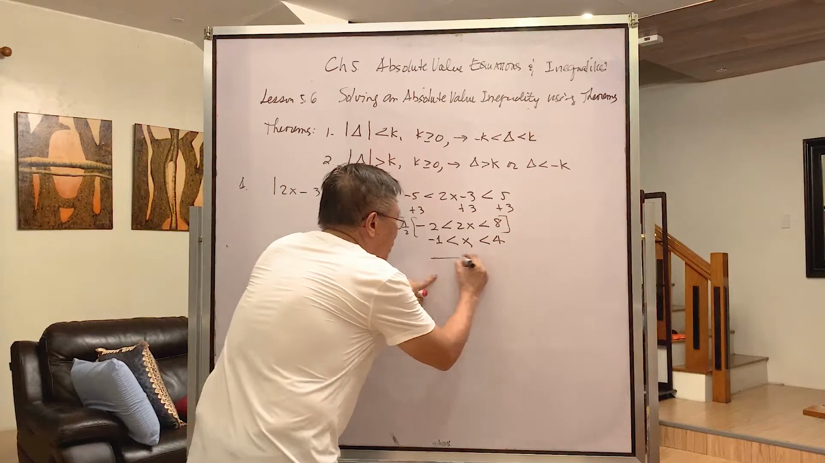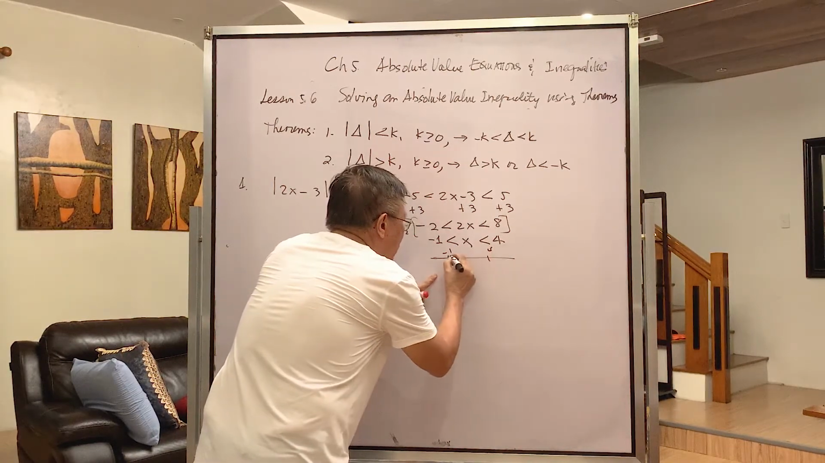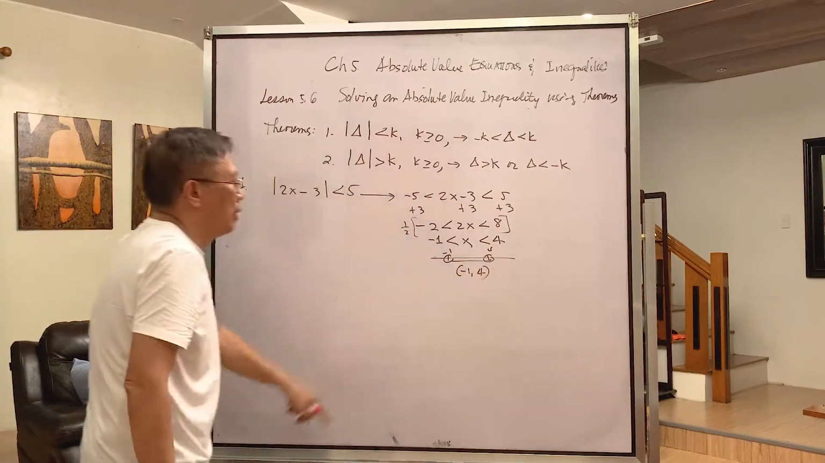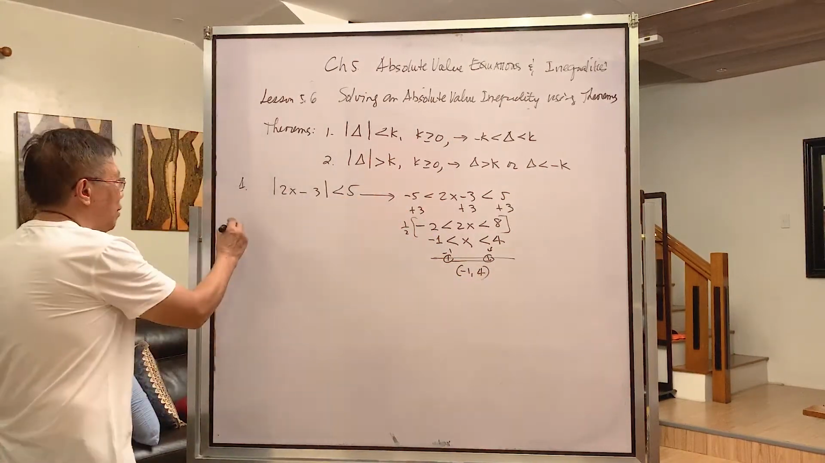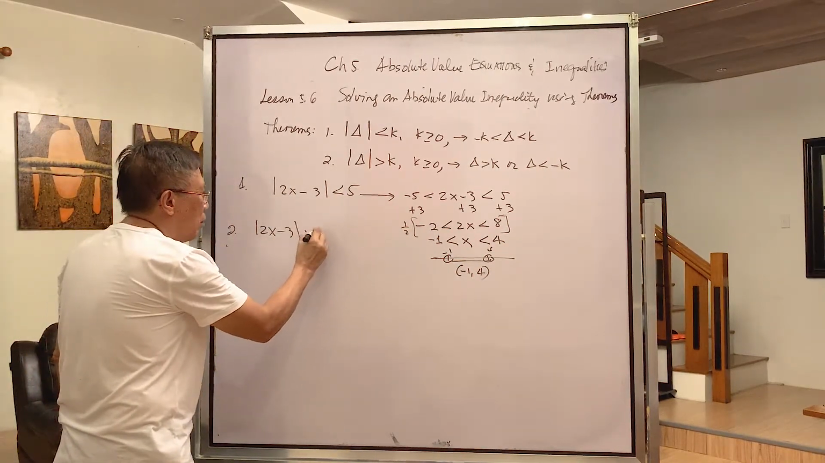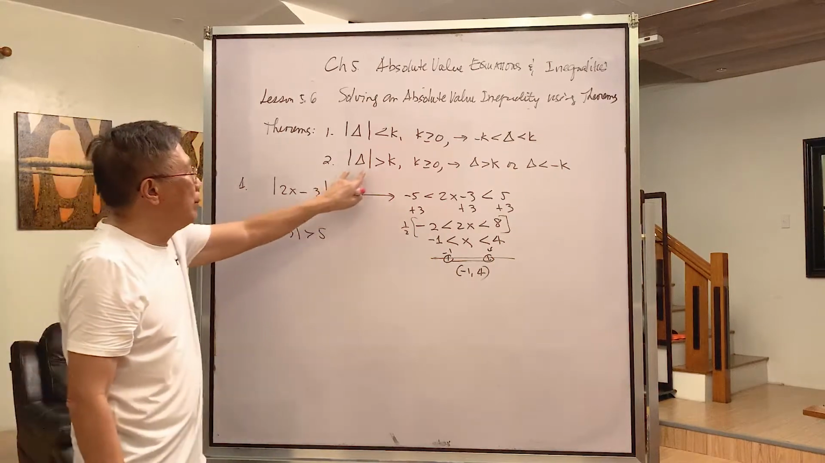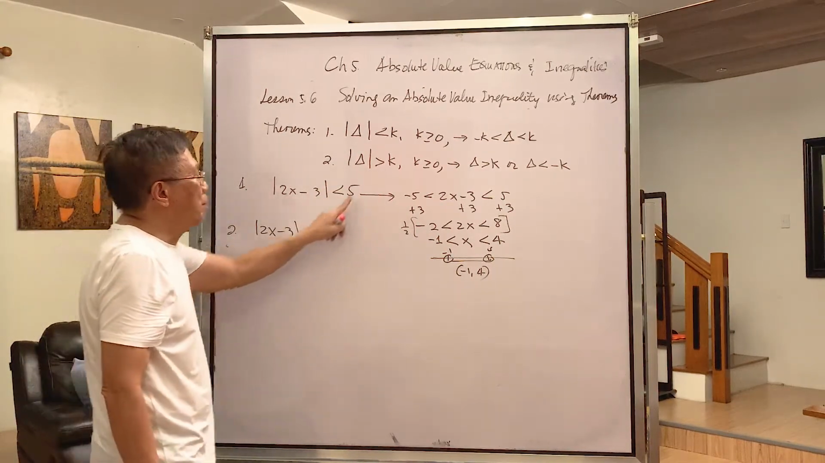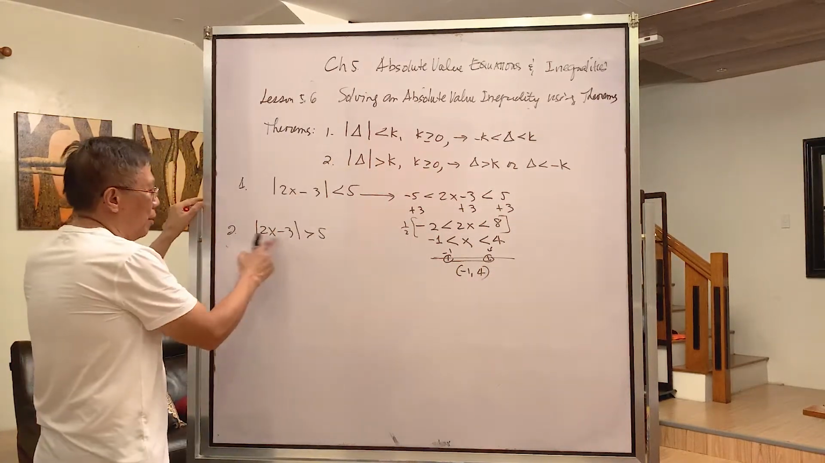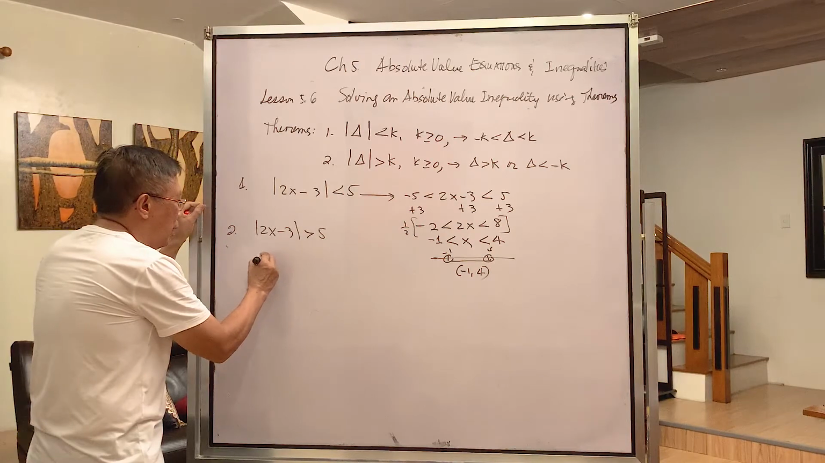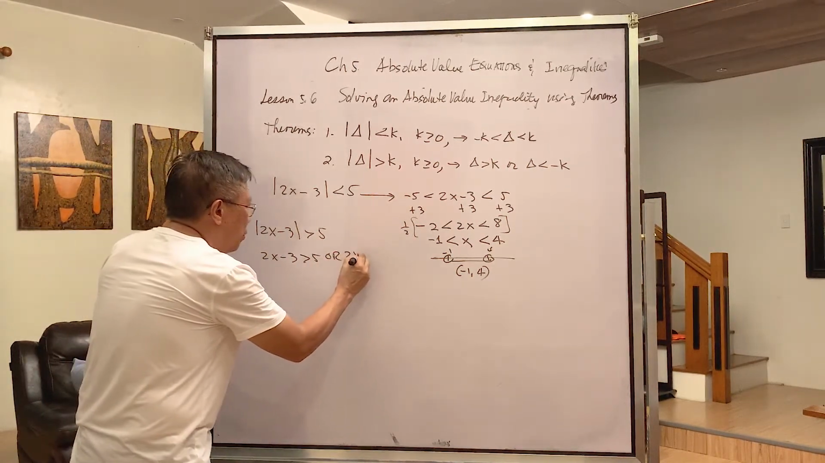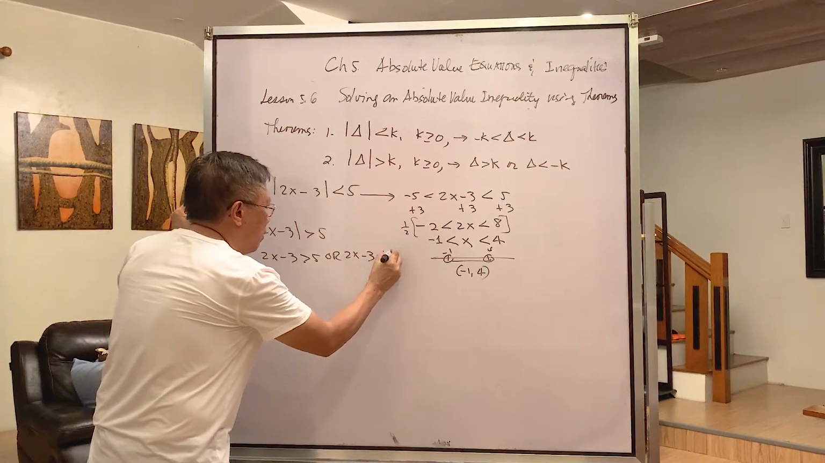You can write that as negative 1 to 4 graphically, or you can have it as an interval solution, negative 1 and 4. Alright, now suppose we are going to have the opposite one. Okay, we will use theorem number 2. 5 here is positive, so we can use this theorem. Now we can say, according to the theorem, 2x minus 3 is greater than 5, or 2x minus 3 less than negative 5.